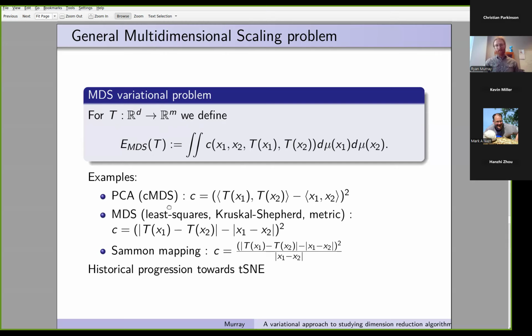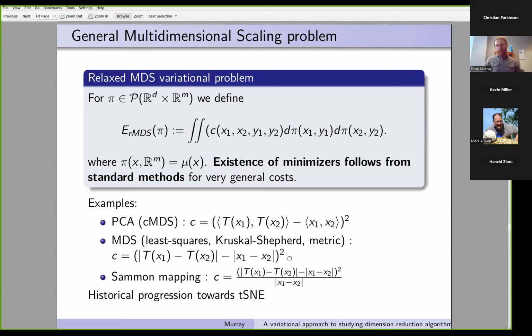So this would encompass something like that PCA cost that I wrote down previously. It would encompass what's called least squares scaling, or Kruskal-Shepard scaling, which looks at pairwise distances. It would also include the quartic MDS that I wrote down, or Sammon mapping, which is a later version that tried to impose extra continuity by weighting differently. Historically, these were all stepping stones that took us from something which looked like PCA to something which looked more like t-SNE.